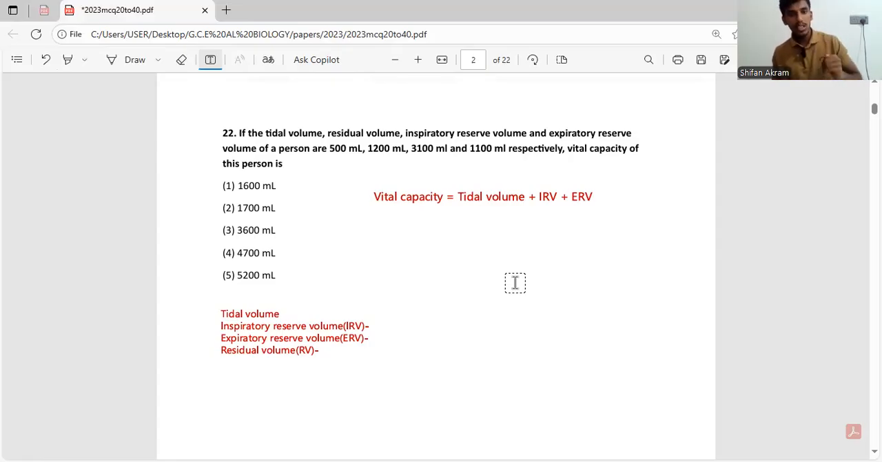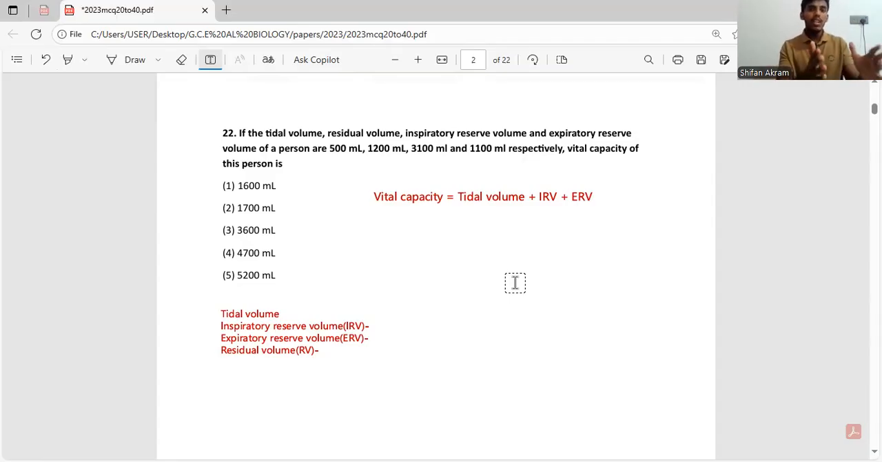Then we have expiratory reserve volume, which is the extra amount of air that we can exhale out of the lungs, right? After tidal volume, there is some air remaining in the lungs. So exhaling that air is called the expiratory reserve volume.